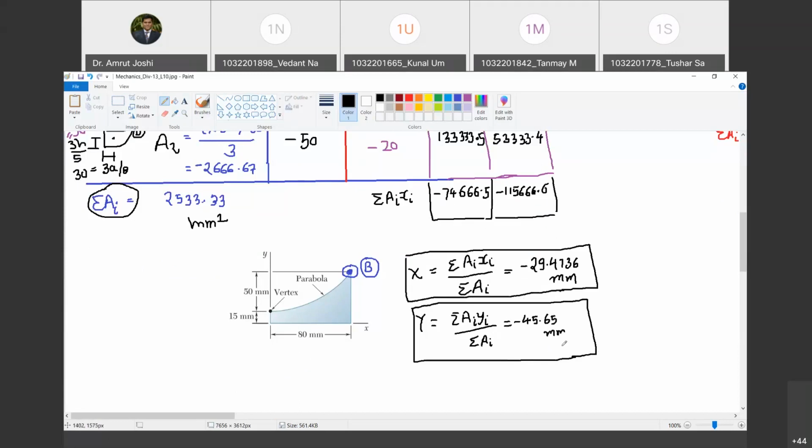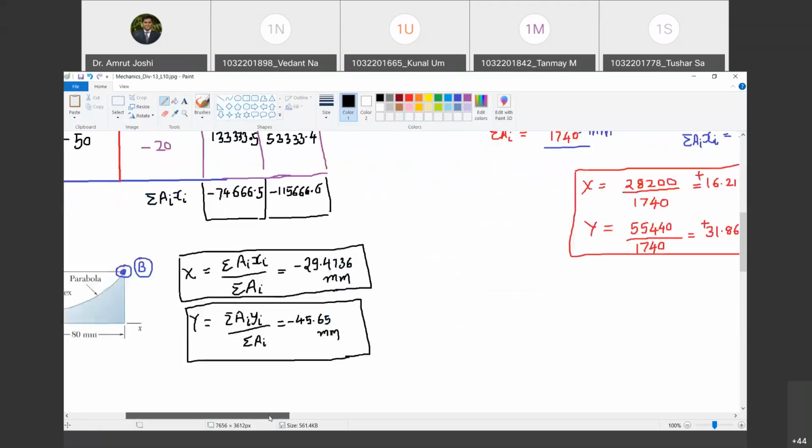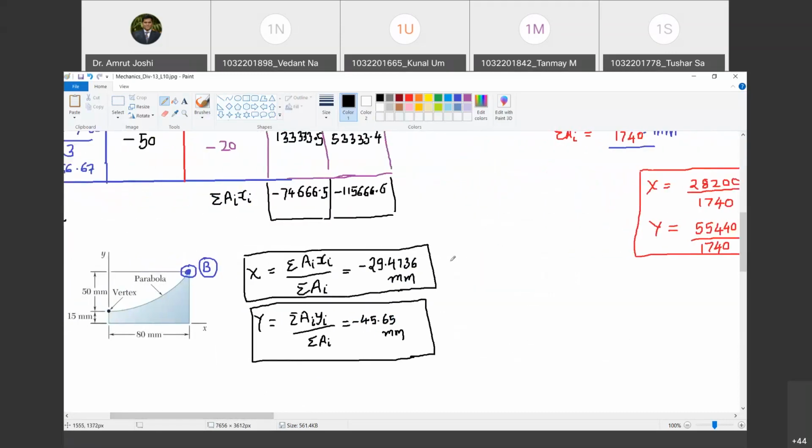Chalo. So now pay attention here. What do we interpret from the negative sign? As this is a negative sign, therefore the centroid must lie on the left hand side of B. Are you with me? Yes, sir. As this is negative, therefore the centroid must lie below B. Are you with me? Yes, sir.